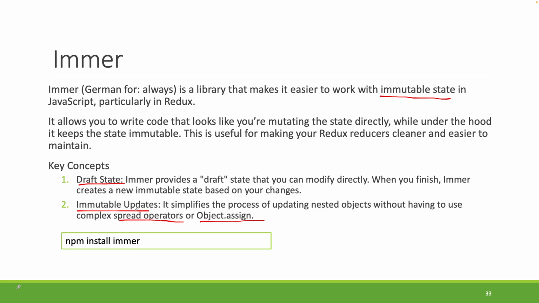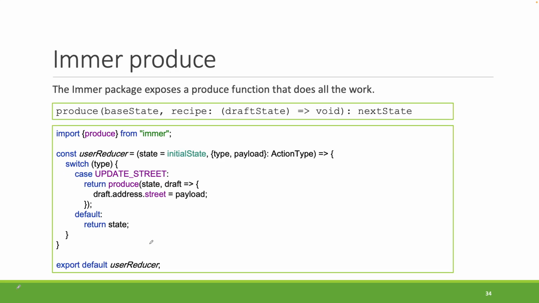Either use spread, that's what we used, or you can also use Object.assign. First we have to install Immer. Inside Immer, there is a produce function, which can do this. In produce, you receive a base state, which is the previous state, and you have to give a function. This function decides how you would like to change your state.